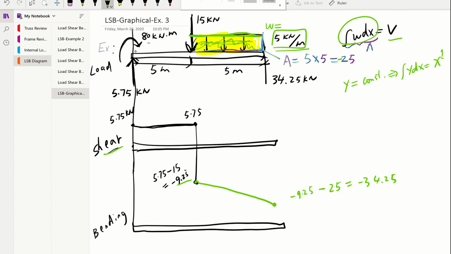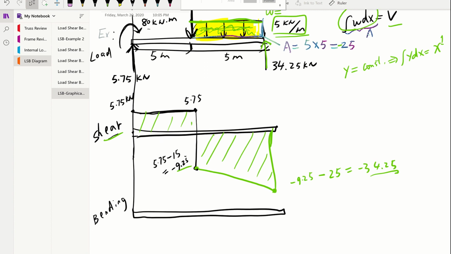And then when you have negative 34.25, don't forget there is a concentrated load going upward. Rule number 1 in the graphical approach. If it's going upward, you're going to go the same direction, go upward. So from negative 34.25 upwards 34.25 is going to land us at 0. So that's our shear.